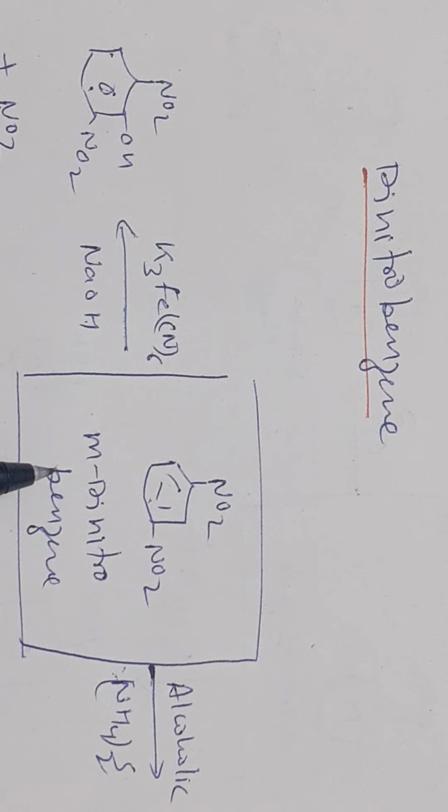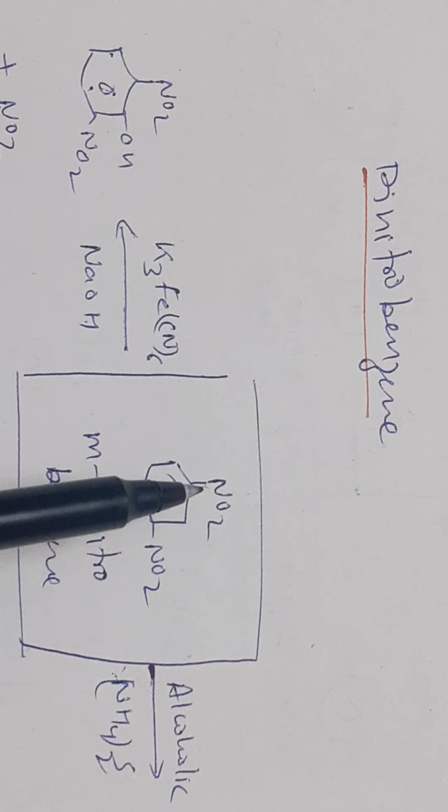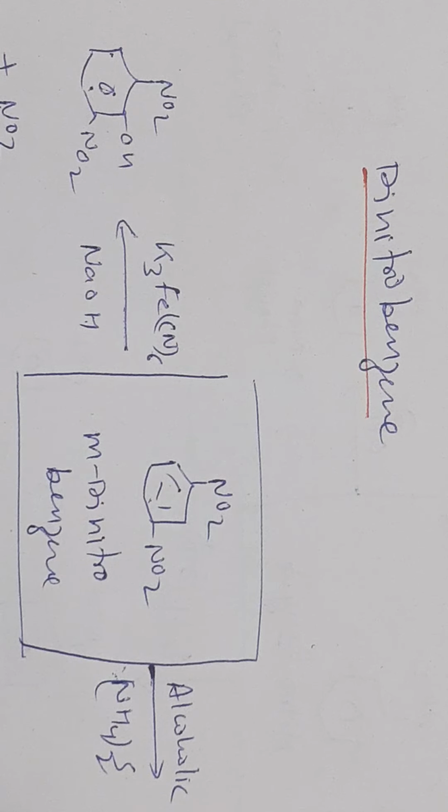This meta dinitrobenzene, when reacted with alcoholic ammonium sulfide, the NO2 group is reduced and we get the meta-nitroaniline. The NO2 group converts into the amino group and we get the meta-nitroaniline, and further reduction with sodium sulfide we get meta-phenylenediamine. Both the nitro groups are reduced to amino groups and we get the meta-phenylenediamine.